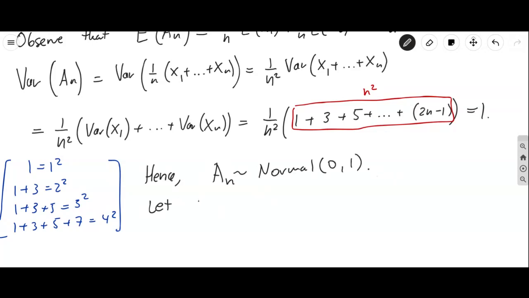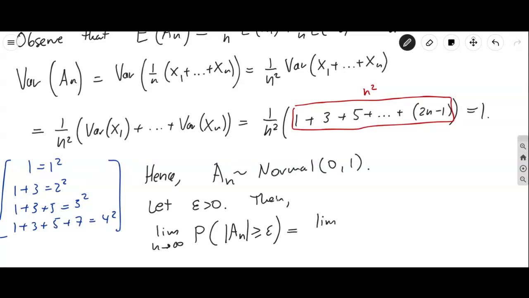And now let epsilon be bigger than 0. Then we're going to calculate the limit as n goes to infinity, and we're going to see what happens when we try to use the law of large numbers. We're going to look at the probability that an minus its average, in this case 0, is greater than or equal to epsilon. So by using the complement, you can say that this is the limit.